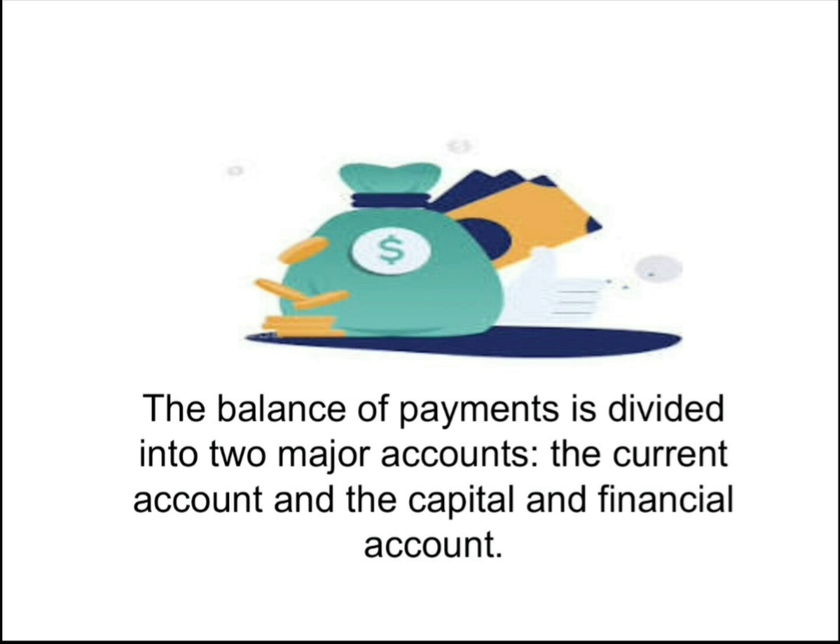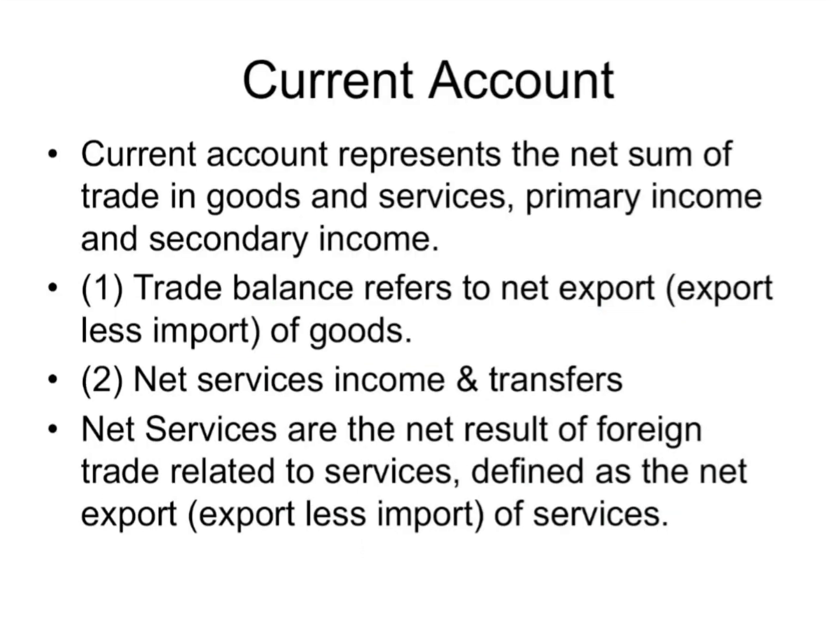As I mentioned earlier, we will also be talking about the components of the balance of payments. The BOP is divided into two major accounts: the current account and the capital and financial account. First, the current account represents the net sum of trading goods and services, primary income and secondary income. First, trade balance refers to net export, meaning export less import of goods. Secondly, net services income and transfers.